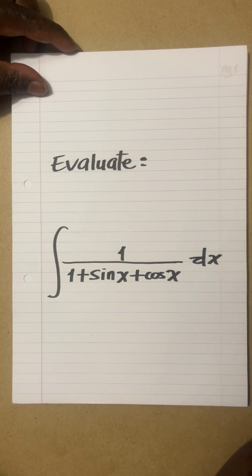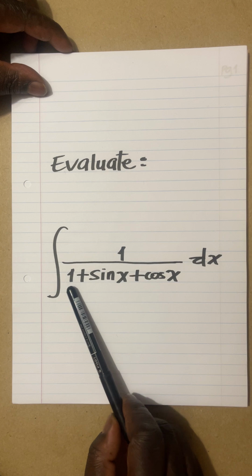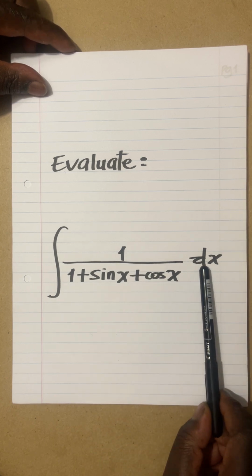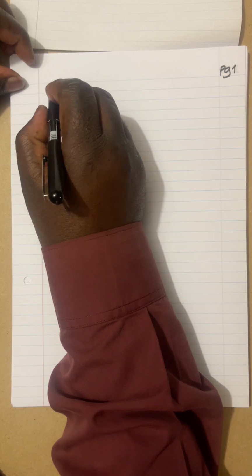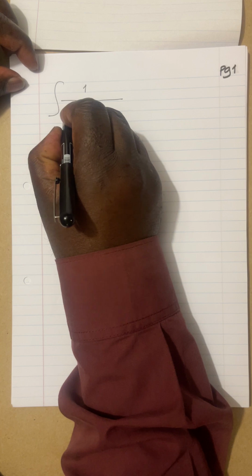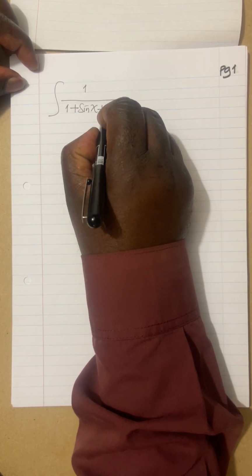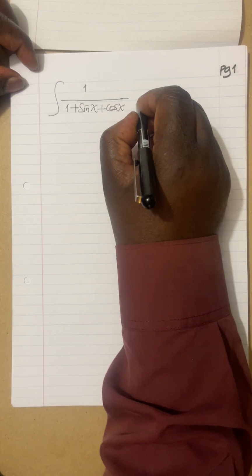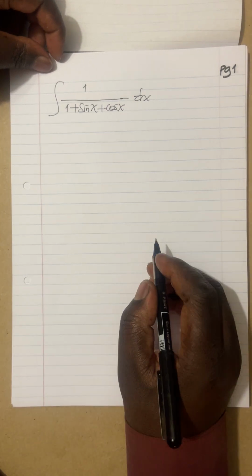So let's start then. We have the question here that says evaluate the integral of 1 over 1 plus sine x plus cos x dx. Now like I said, we're going to use Z substitution, so let's start then. So capturing the question, we have the integral of 1 all over 1 plus sine x plus cos x and dx.